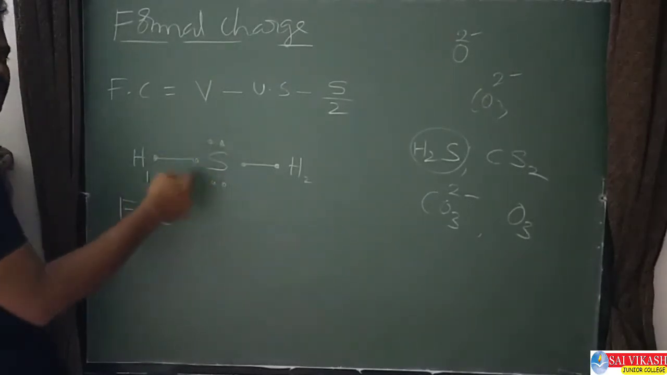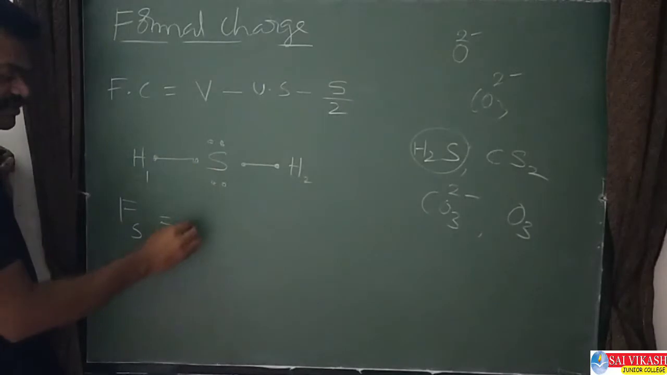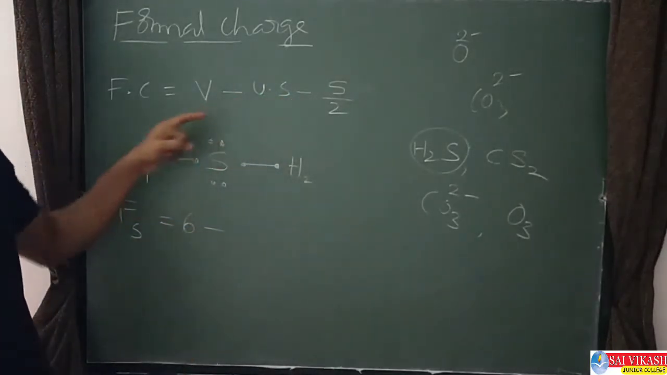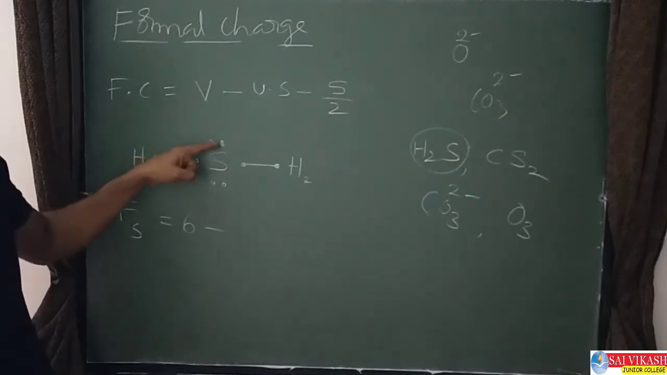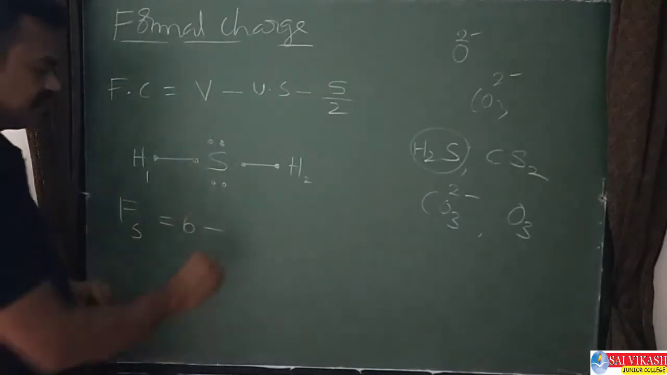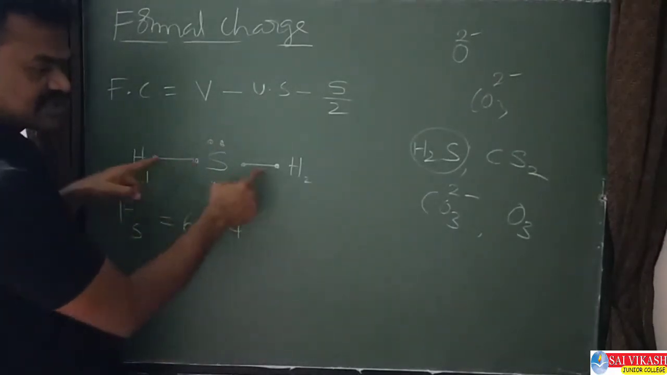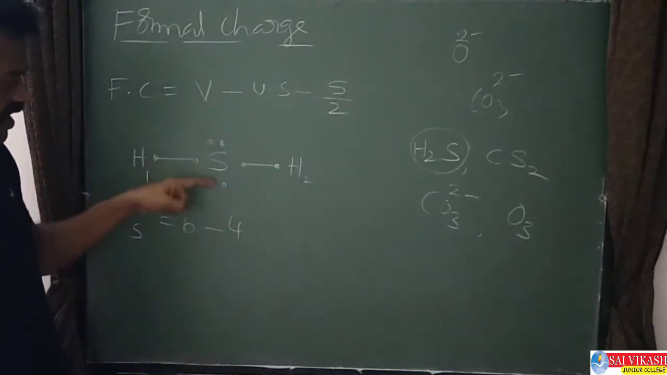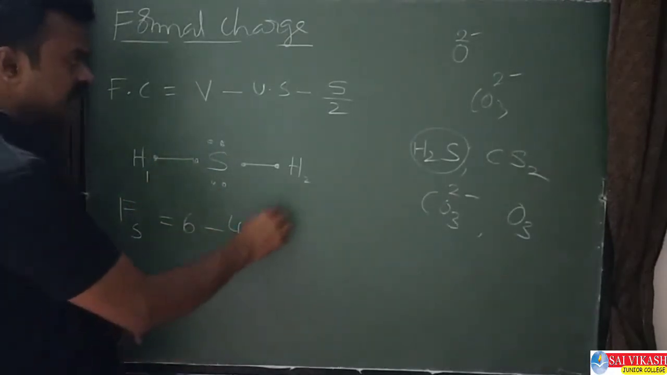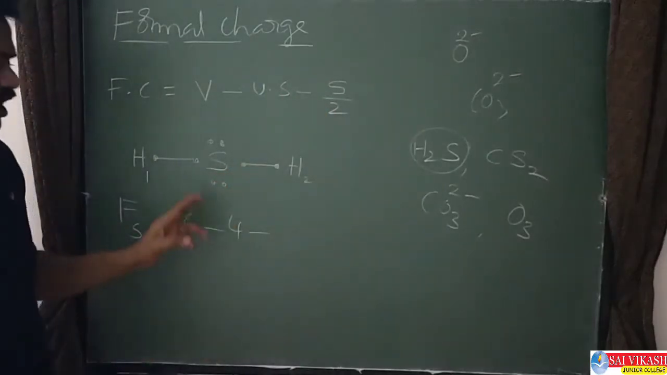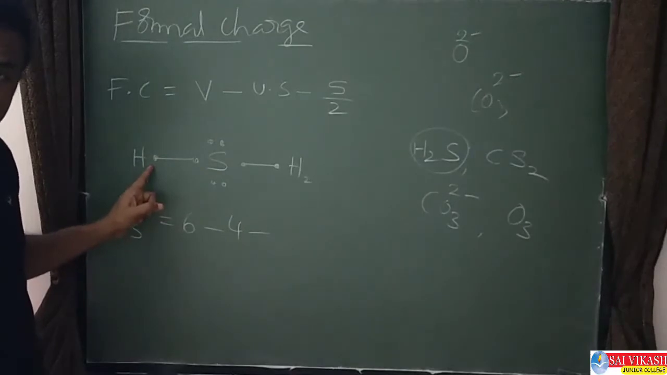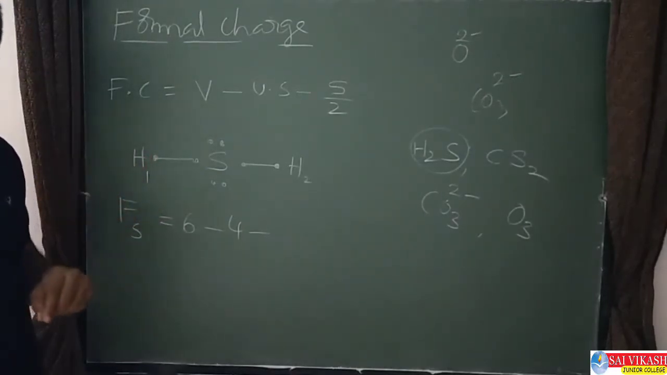All these electrons are considered as valence electrons. So 6 valence electrons minus unshared electrons. These two are unshared, these two are unshared. Totally 4 unshared, because these electrons are shared and these are not shared. That's why unshared is 2, 2, 4. Minus shared electrons by 2. How many shared electrons? 1, 2. Here 1, 2. So here totally 4 electrons are shared.